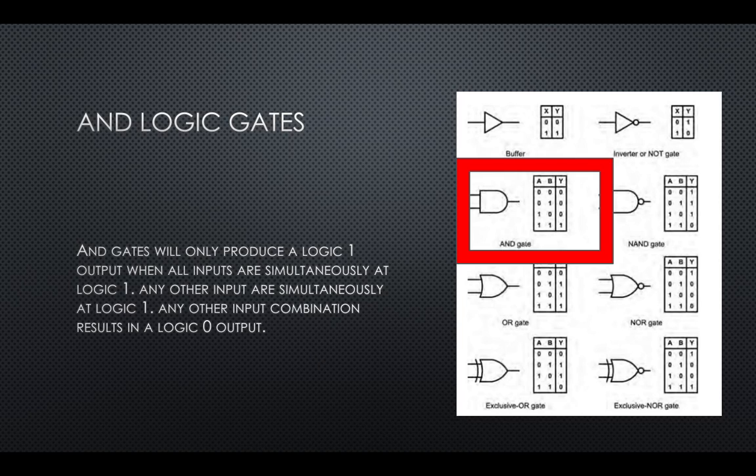AND logic gates will only produce a logic 1 output when all inputs are simultaneously at logic 1. Any other input combination results in a logic 0 output.